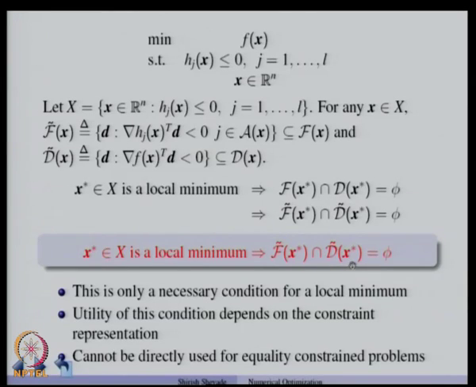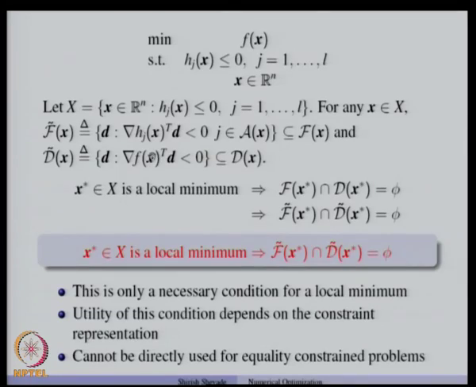Now, we will see more about this condition and how to write it in the actual algebraic form in terms of the gradients of f and then the gradients of the active constraints in the next class.